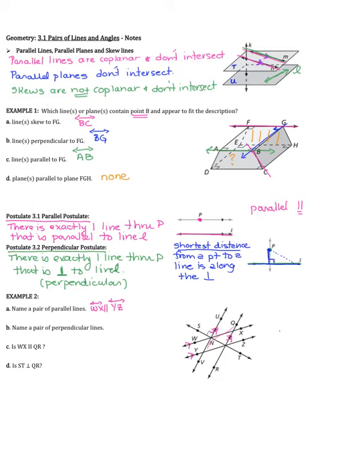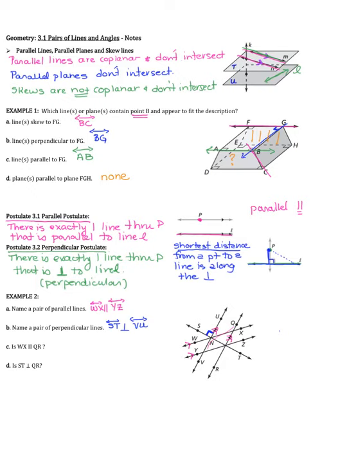Name a pair of perpendicular lines. So now what we're looking for are the little box that shows us those are going to be intersecting at a right angle. So I have ST, line ST is perpendicular to line VU or UV. Remember, it doesn't matter what order you say a line in. It's only the ray you really have to worry about.